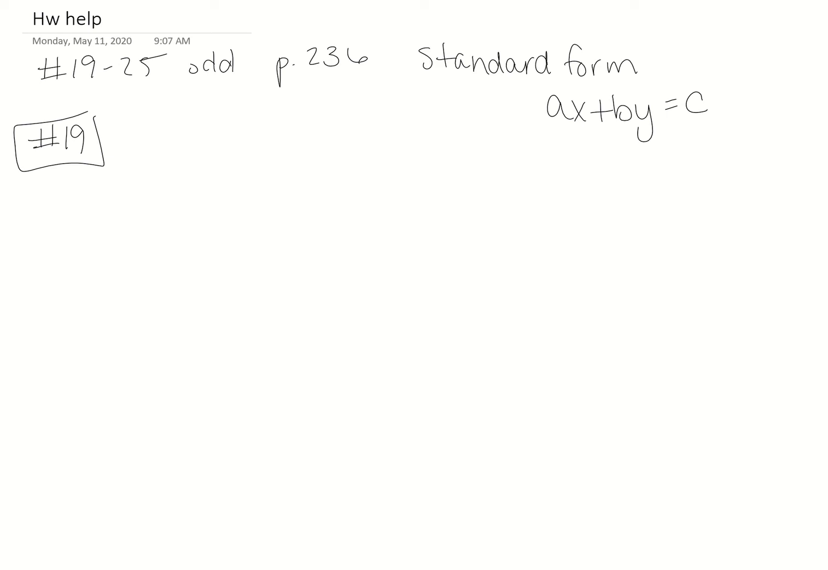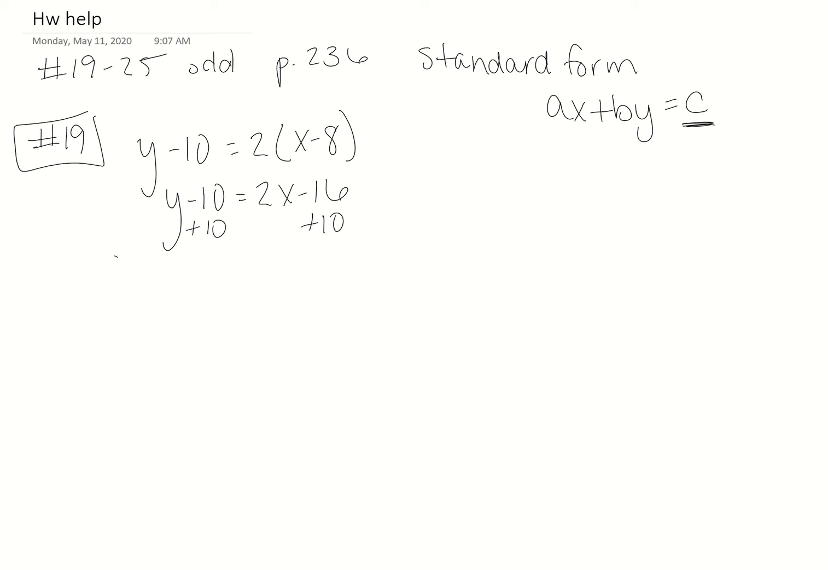Number 19 was y minus 10 equals 2 times the quantity x minus 8. So the first thing I'm going to do is distribute this 2. So I get y minus 10 equals 2x minus 16. And then I have to move this 2x over, and I have to get rid of the constant, because remember, c is just your constant. So I'm going to add 10 first. I'm left with y equals 2x minus 6.